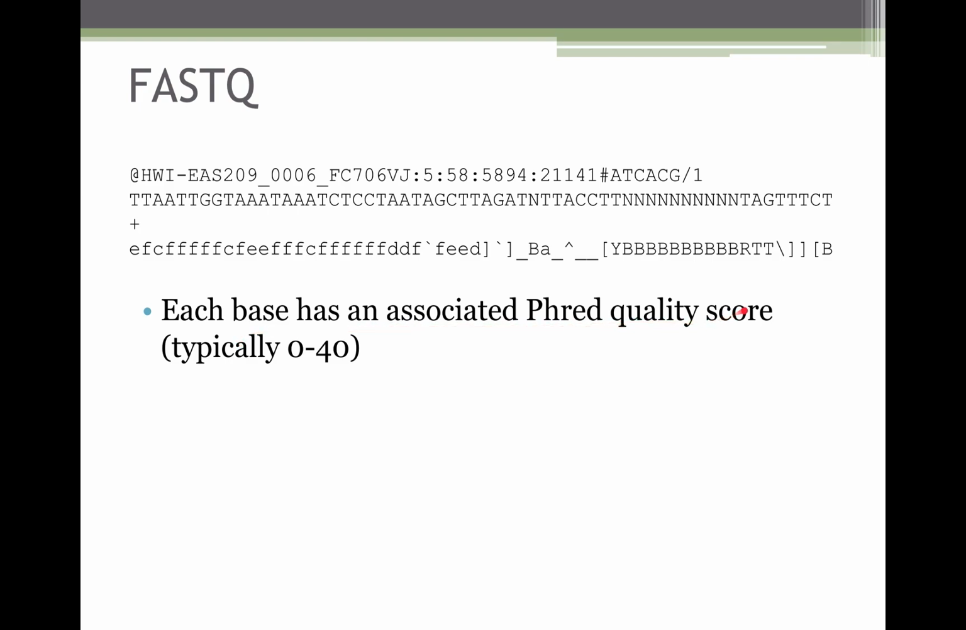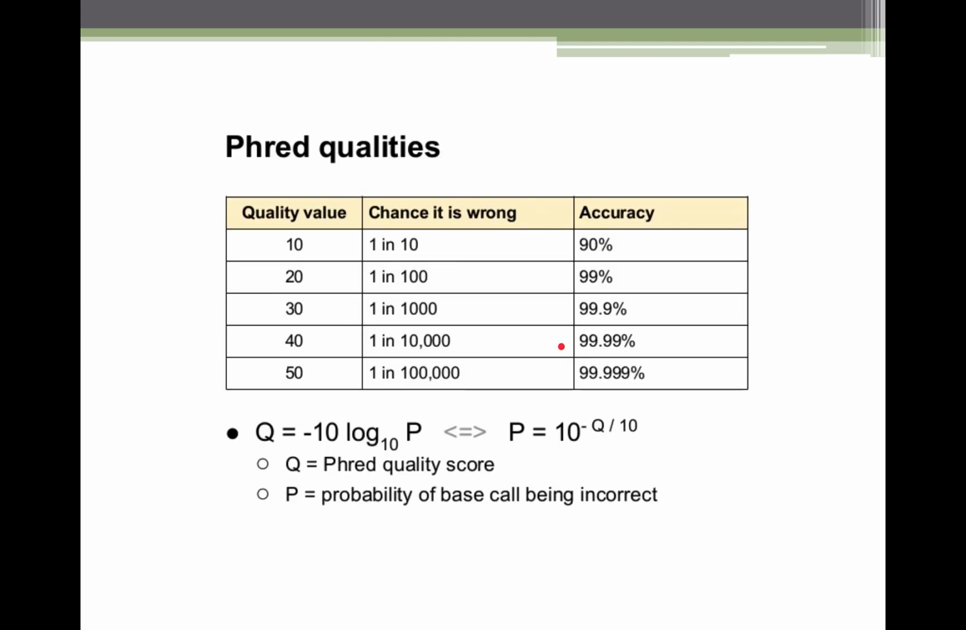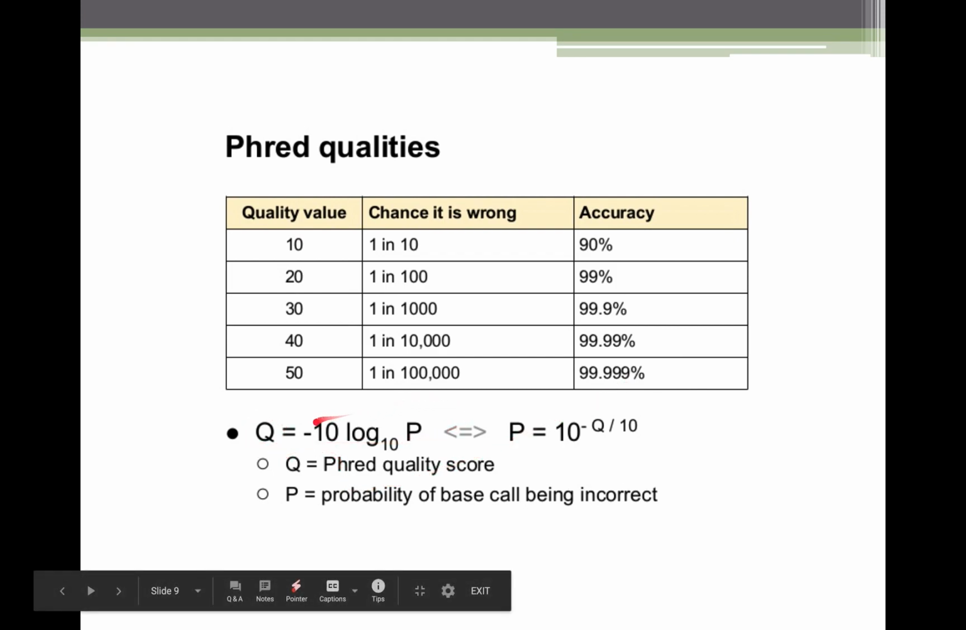So each base has a quality, typically ranges between 0 and 40, and current instruments go even above 40 these days, and this scale is called Phred quality score. And if you wanted to correspond these quality values to accuracy, from 10 through to 50, the accuracy increases from 90% to 99.999%. And quality is calculated as a negative log of probability of a base being called incorrectly.